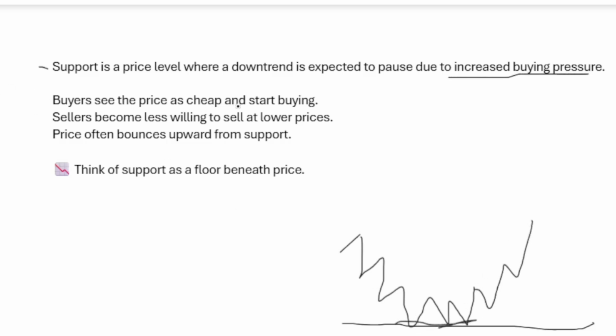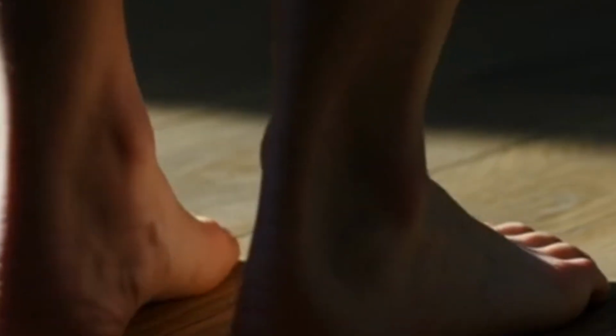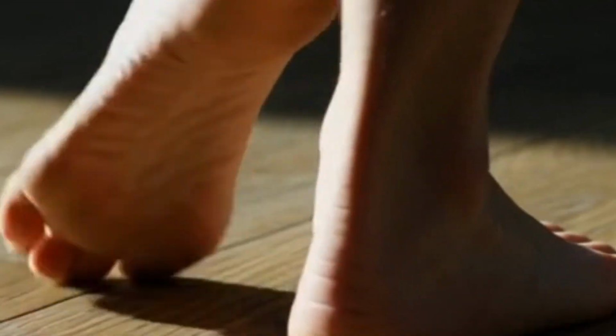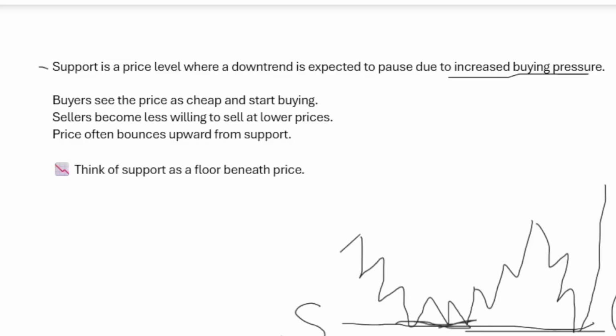Buyers see prices cheap and start buying. Here around support, even if price comes down again, buyers will see this area as a cheap price to start buying. Sellers become less willing to sell at lower prices. There are no more sellers around this support area, and price often bounces upward from support. If price reaches this support area, price bounces upward. Think of support as a floor beneath price. Let us call this support a floor, the floor you are stepping on right now. That's what a support is.